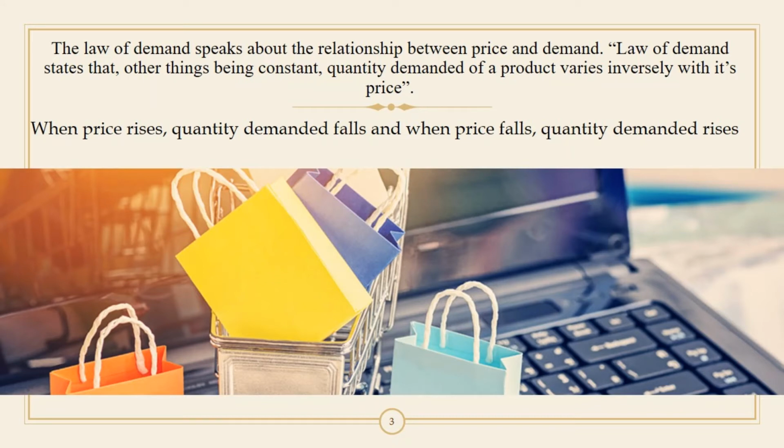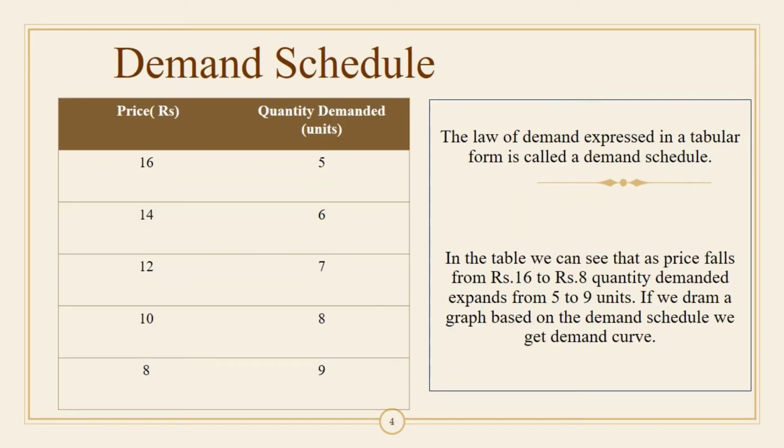Other things refers to the determinants of demand such as price of related goods, income, and taste and preference of the consumers, etc. The law of demand can be explained in a table form. The left column shows the price and the right column shows the quantity demanded. The law of demand expressed in a tabular form is called a demand schedule. Here in the table you can see that as price falls from 16 to 8, the quantity demanded increases from 5 to 9.